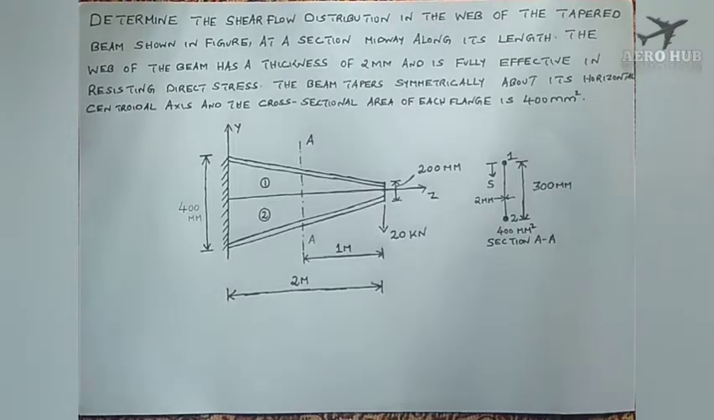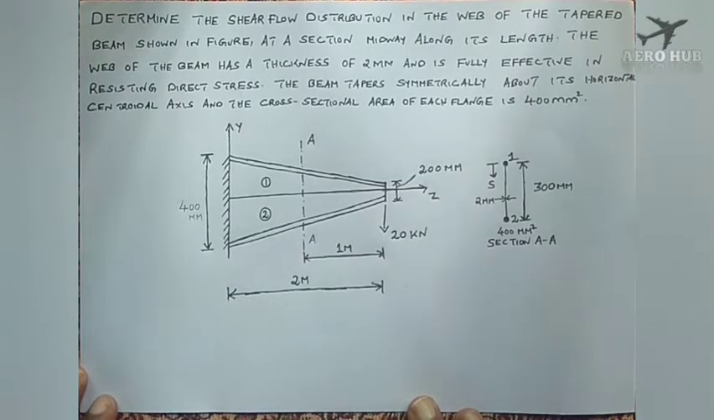In the last lecture we discussed the shear flow distribution of a tapered wing spar, and in this lecture we will discuss a numerical problem so that you can get an idea of how to find the shear flow distribution of a tapered wing spar.